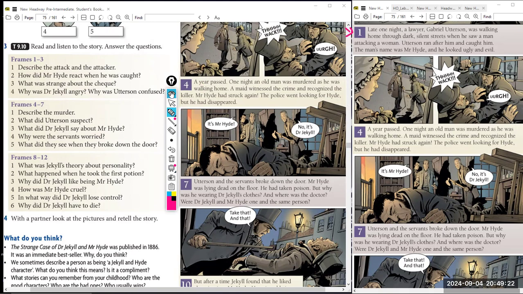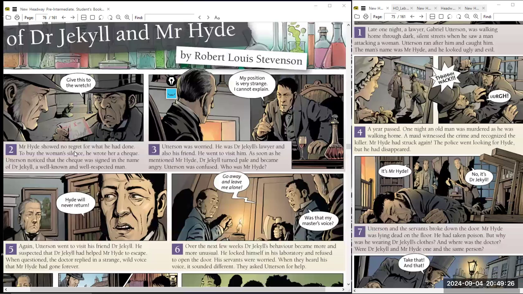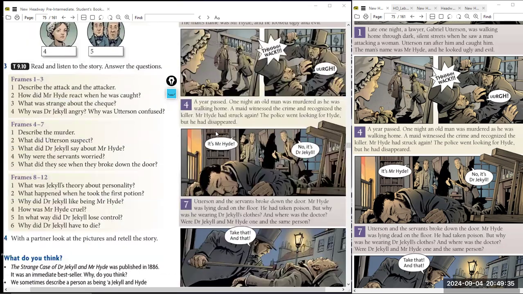Now let me try to show you frame number 2. This is 2 and this is 3. These are the frames that we have to read to find the answers. Now, question number 1. Describe the attack and the attacker.